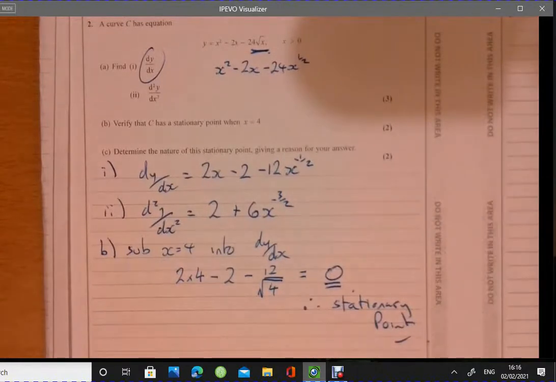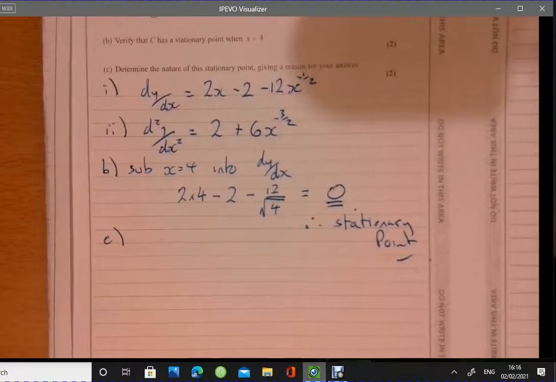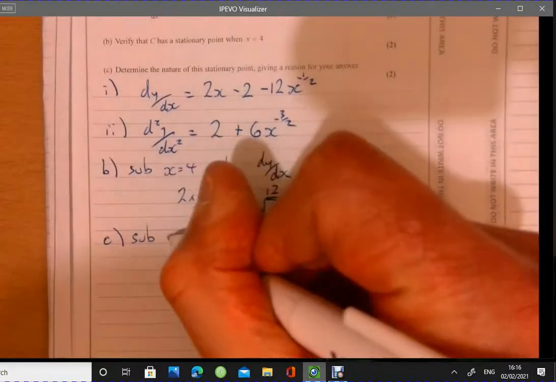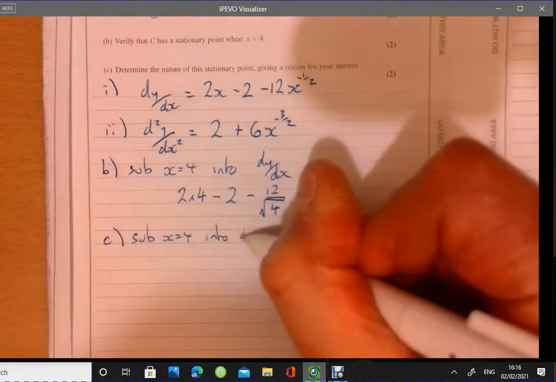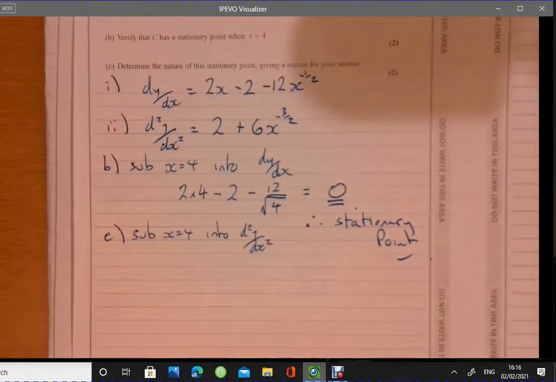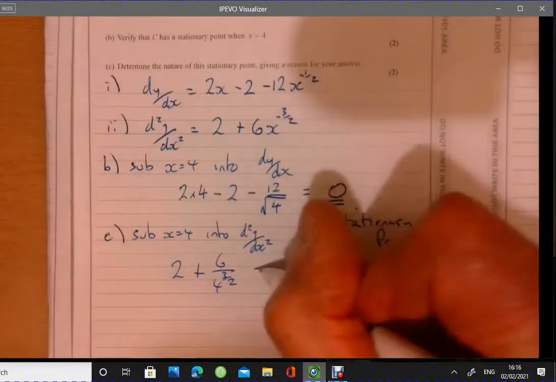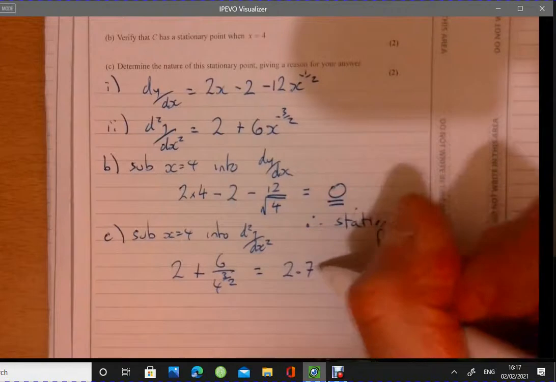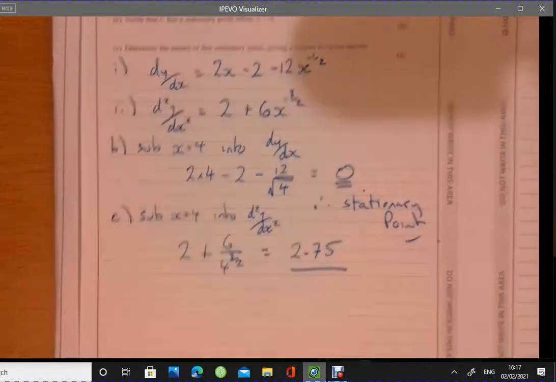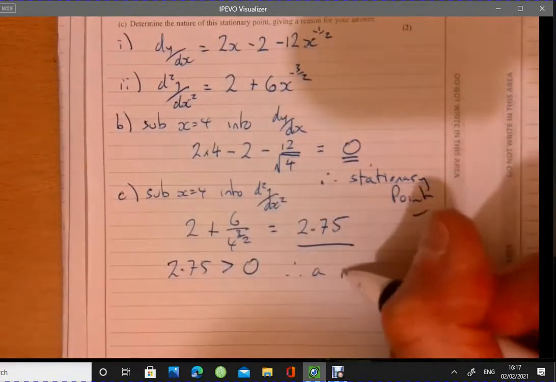Right, now on part C, let's have a look at this. Part C, let's just move them up a little bit. Now part C says determine the nature of the stationary point. So give a reason for your answer. So all we've got to do is sub x equals 4 into the second derivative, and then that will tell us about what's going on. So let's sub it in. And that will give us 2 plus 6 over 4, 3 over 2. And that equals 2.75, 2 3/4. Right, so that's more than 0.